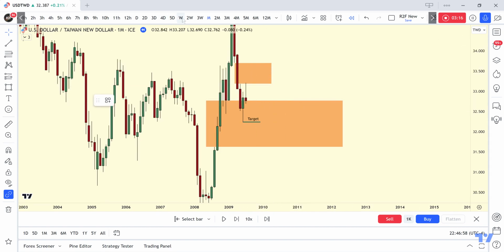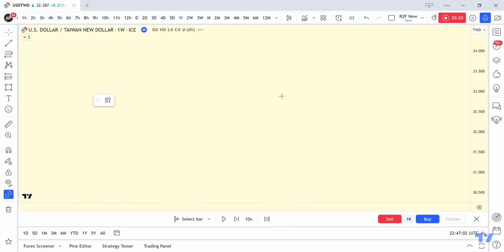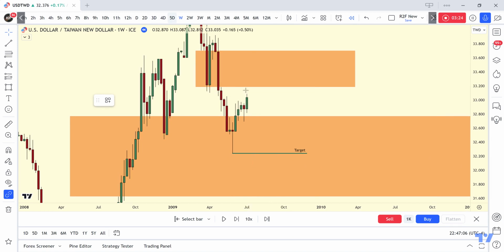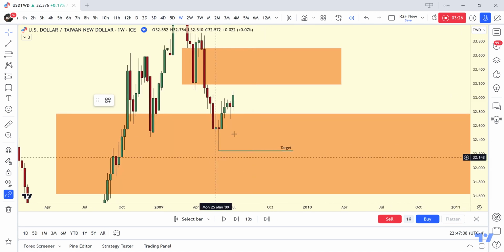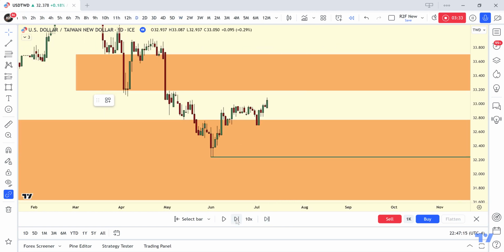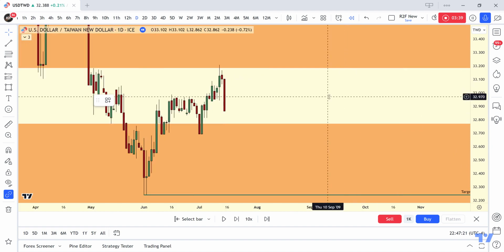Okay, so I'm just gonna go down to the daily. Can I go down to the weekly? Okay. All right. So I know price comes into here because we saw it on the monthly. And I want to target down here.